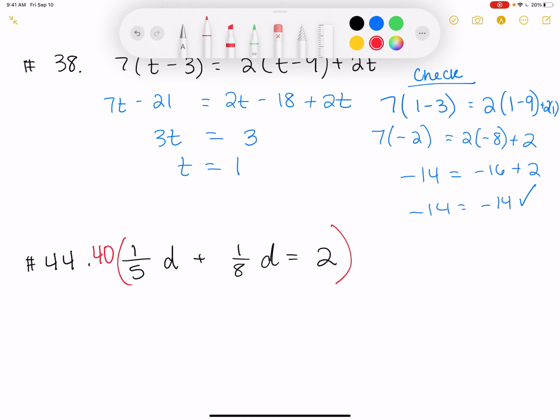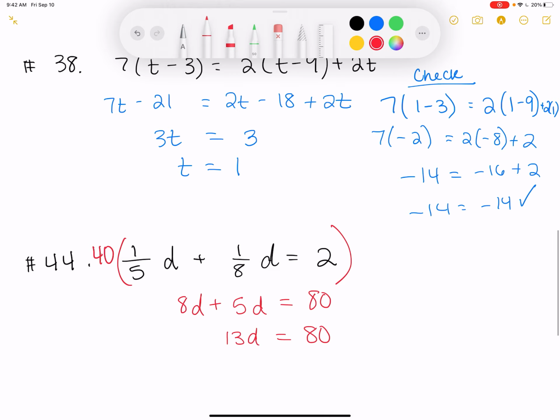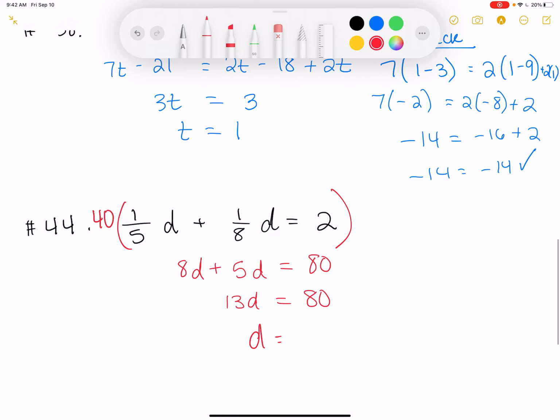Okay? So 40 times 1/5, that leaves me with 8d. Plus 40 times 1/8 is 5d. Is equal to 40 times 2. That's the one that people forget. Your answer will be wrong if you forget that. It is 80. 8 plus 5 is 13. So then d is equal to 80 over 13.